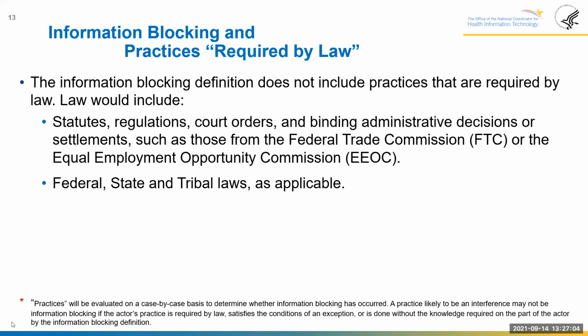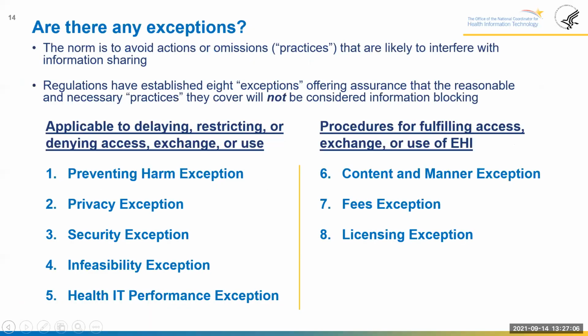Next slide, please. And now exceptions. So the norm is to avoid actions or omissions. We call those practices, just to underscore again that in the context of information blocking, we'll often talk about practices having this very specific meaning of actions or omissions that can be committed, and we're not usually talking about, say, an office practice.